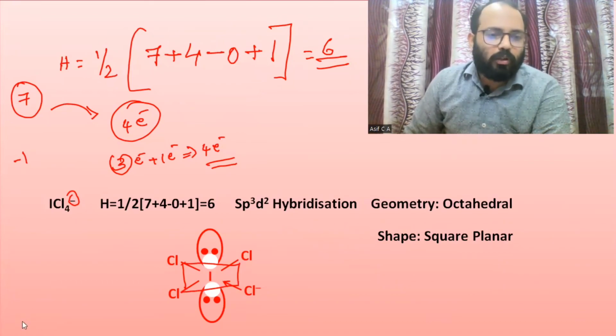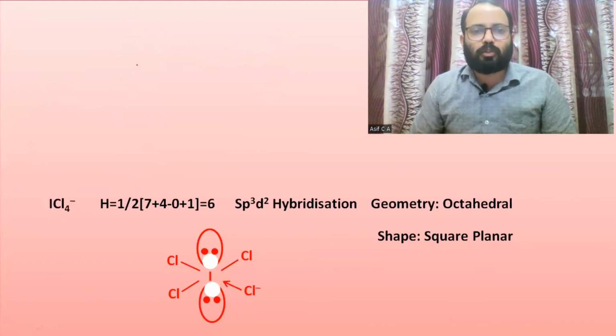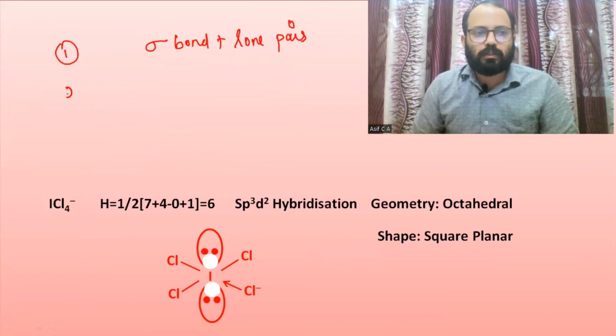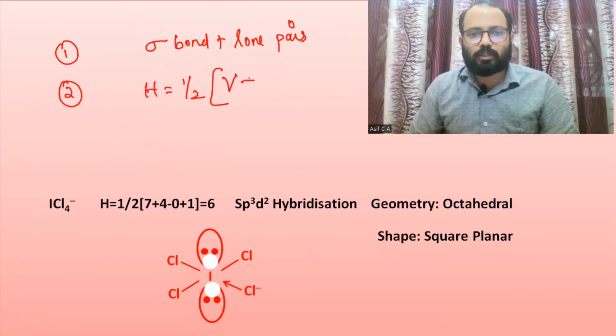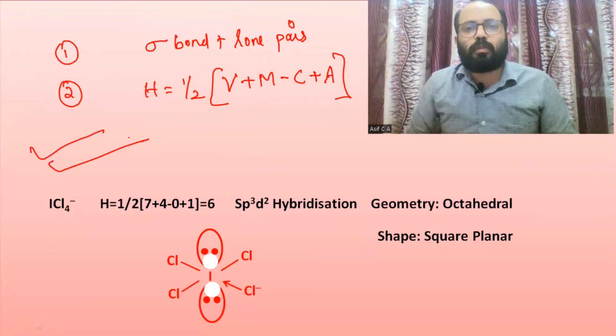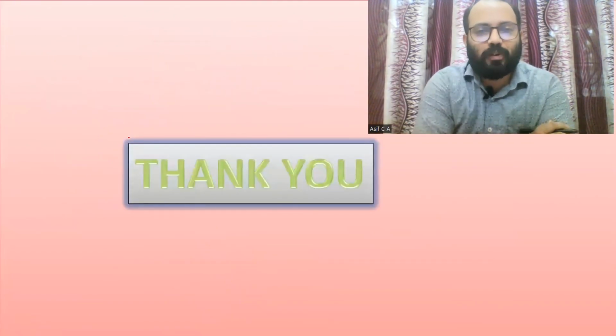So this is how you have to go with hybridization. There are 2 methods. The first method, from the structure, can be easy: number of sigma bonds plus number of lone pairs, correct? This is method 1. The second method: hybridization is equal to half into valence electrons plus monovalent atoms minus charge of cation plus charge of anion. If you know these two, all the problems of hybridization are not at all a problem for you. Okay, so that's it for this particular session.